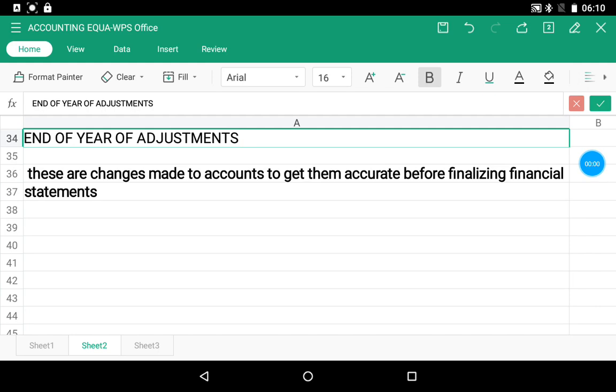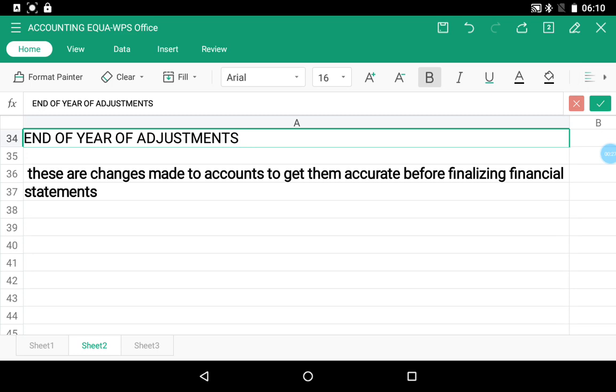Once again, today we are going to talk about end of year adjustments. When you talk about end of year adjustments, what comes into your mind? Of course, the definition says these are changes made to accounts to get them accurate before finalizing financial statements.